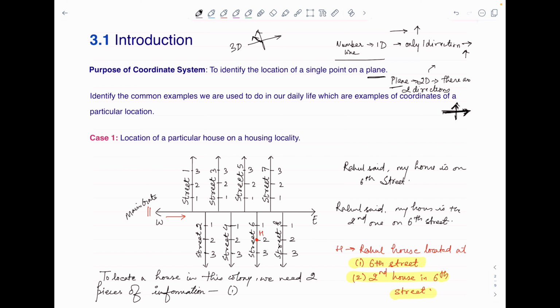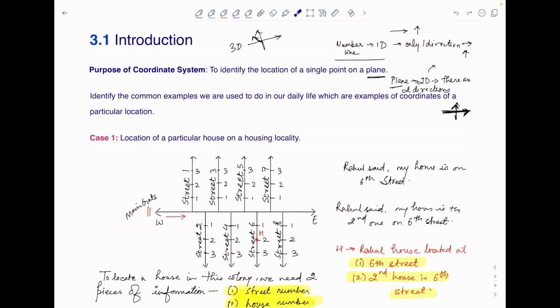What is the first information? First information is the street number. Second information is the house number. So these 2 pieces of information are required to get the location of the house.